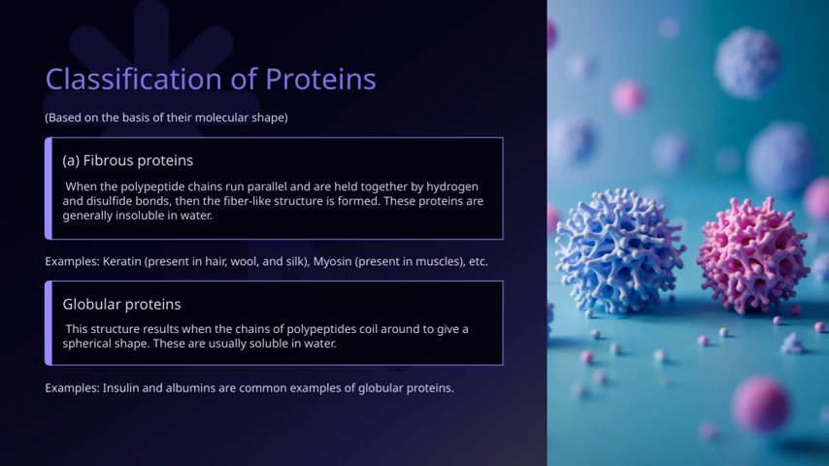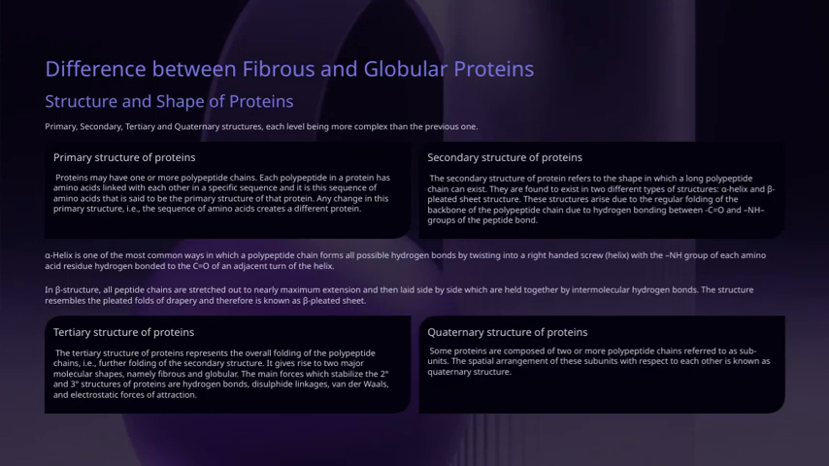So, in summary, based on their molecular shape, proteins are classified into these two main types, globular and fibrous. Each type has distinct structural features and solubility properties that are crucial to their functions in the body. Some proteins are made up of 2 or more polypeptide chains, which we call subunits. The way these subunits are arranged in space relative to each other is known as the quaternary structure. This level of structure is important because it influences the protein's overall shape and function.